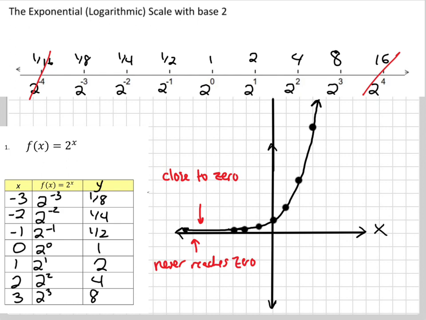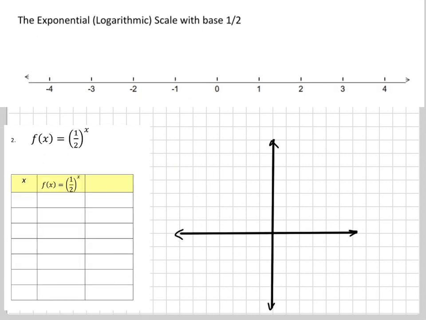All right, so let's do another one. This time, we're going to make it interesting. We're going to change it up because guess what? Our base isn't a whole number anymore. It's a fraction. So this is where it gets pretty interesting.